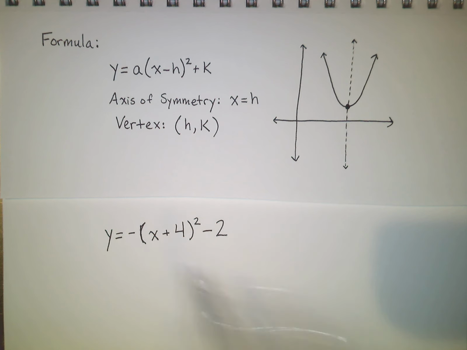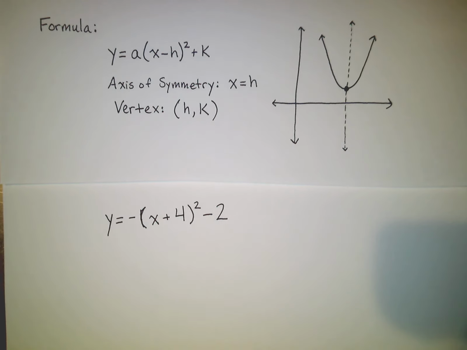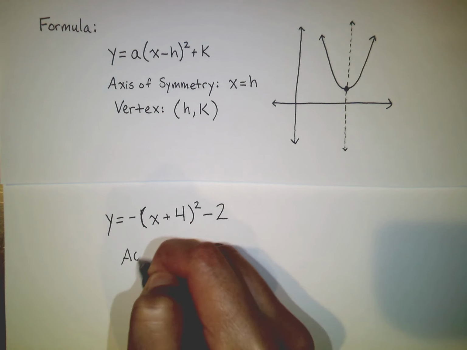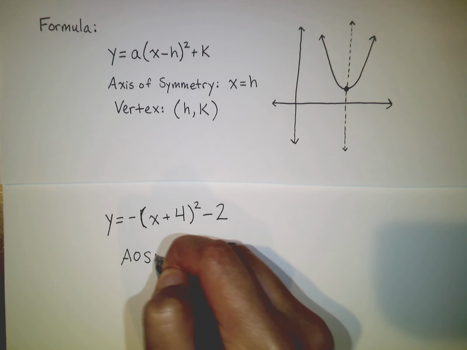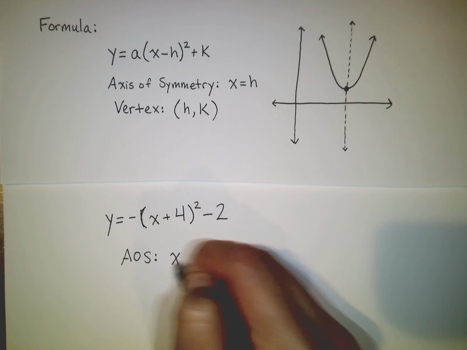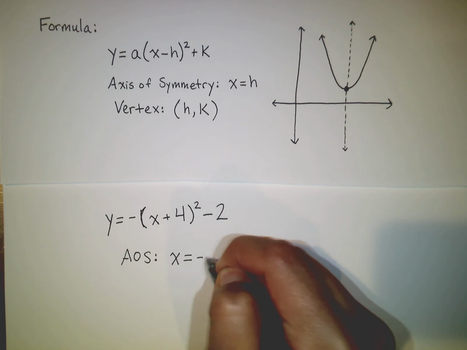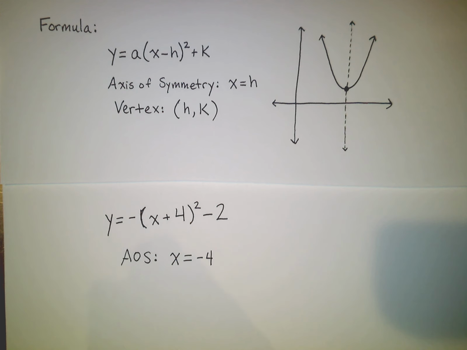So here's the problem that we're going to work with. Y equals negative (x minus 4) squared minus 2. So I'm going to pull the information that I know from it. So that's going to be the axis of symmetry. So I'm just going to write AOS. And the axis of symmetry is going to be x equals, it's minus 4 here, so x equals positive 4.